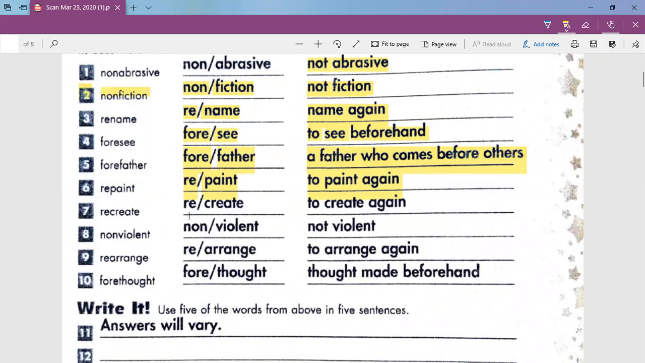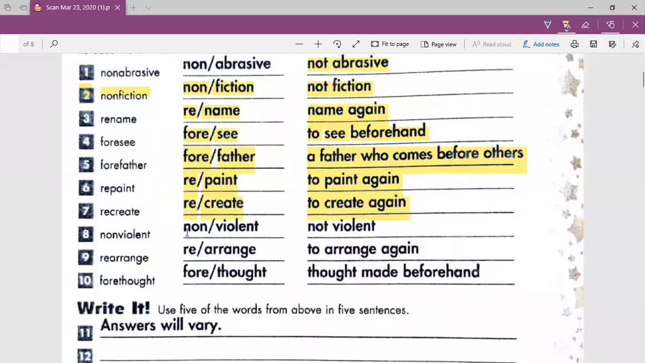What is the prefix, Emil? Recreate. The prefix, perfect. Re. Which is the base word, Diego? Create. Absolutely. And what is the meaning, Emilio? Emilio is not in the meeting. Let me see the participants. Okay, Angelica, what is the meaning? To create again, okay? Okay, number 8 is nonviolent.